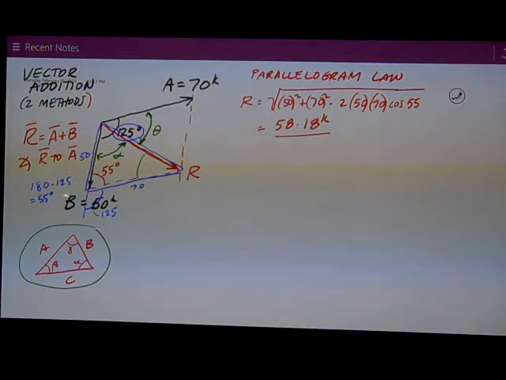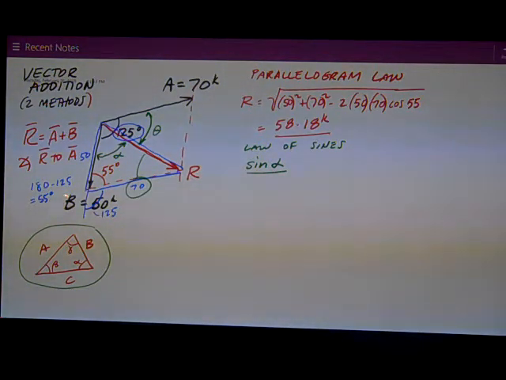So the law of sines says that the sine of angles and the length of the sides opposite them are related. So the law of sines says the sine of alpha divided by the length opposite, which is this 70, is equal to the sine of this known angle opposite the resultant. So that'd be the sine of 55 divided by the resultant, which is 58.18.